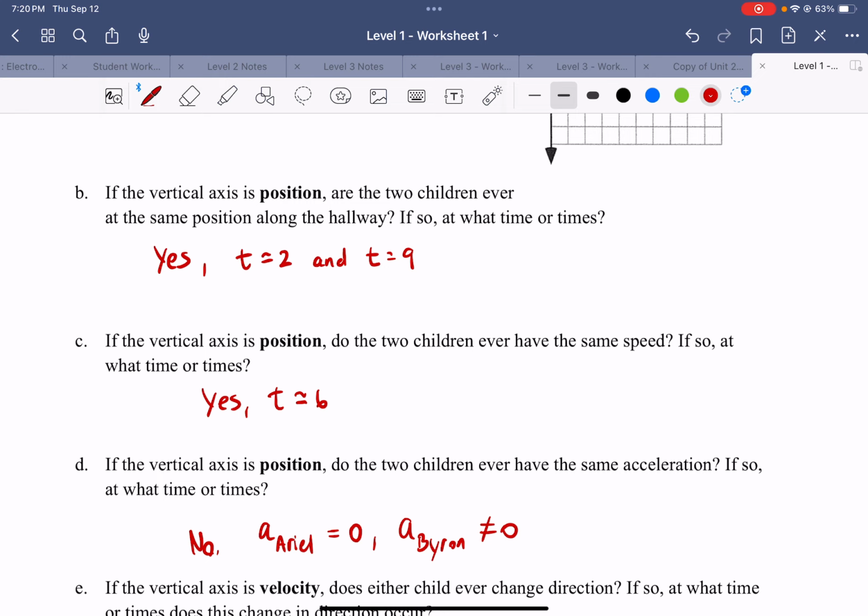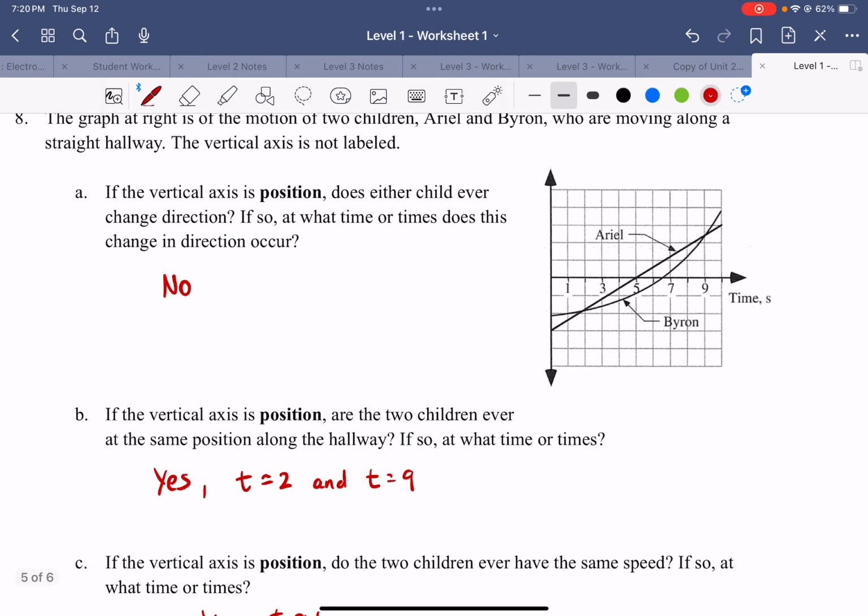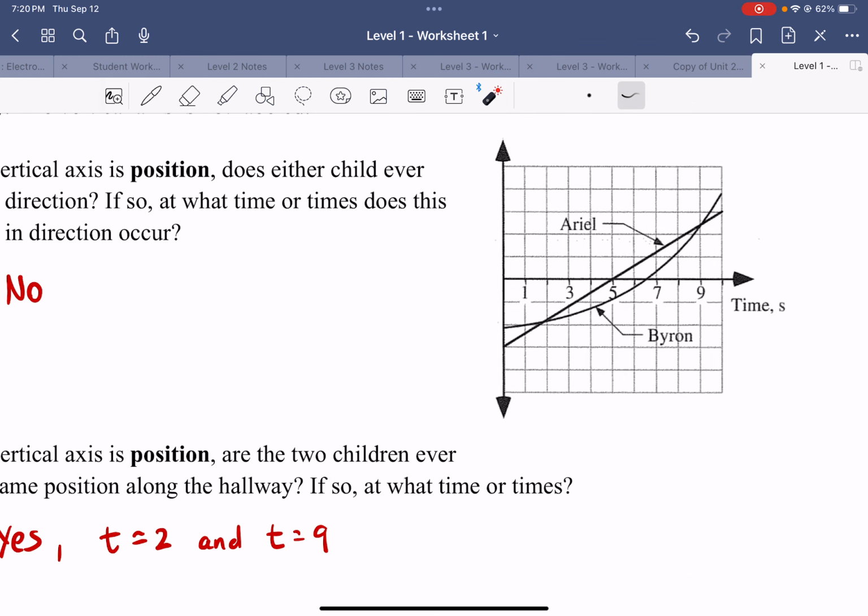Okay, so now we need to shift and think about this graph as representing velocity on the vertical axis. So now the first question, does either child ever change direction? Our previous answer to that was no. But what if this is a graph of velocity? So if this is a graph of velocity, then the vertical coordinate on the graph tells us the velocity of the child, which also tells us the direction that the child is moving. A negative velocity down here means the child is moving towards the negative side of the fictional number line, and a positive velocity means they are moving towards the positive side.